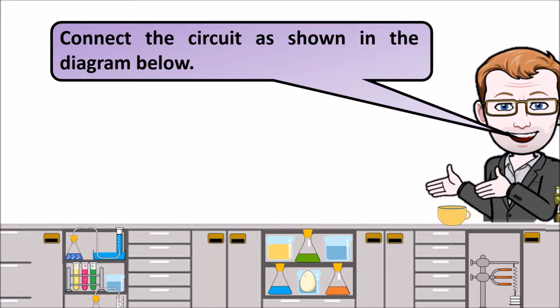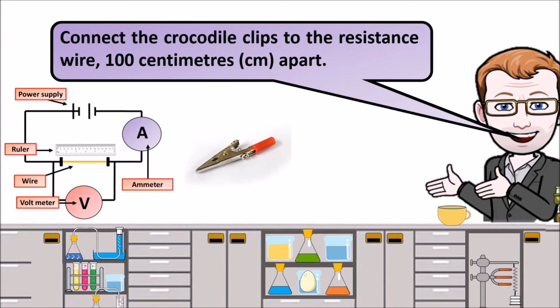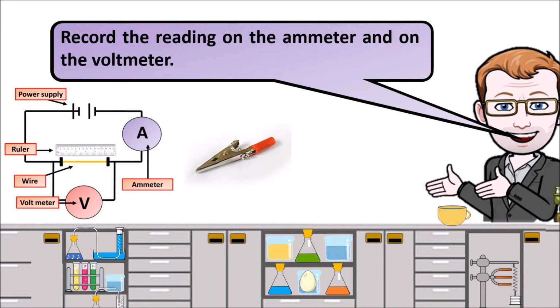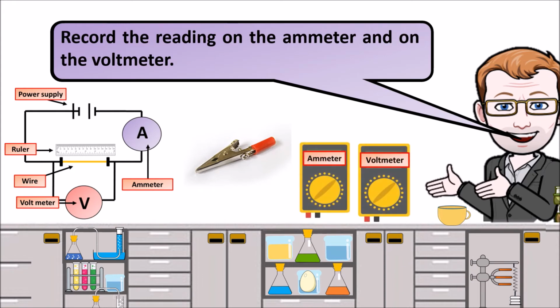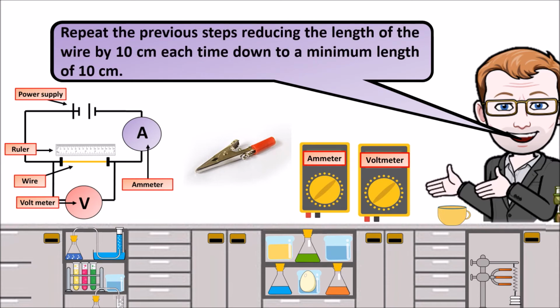So the first step would be to connect up a circuit as shown in the diagram below. Then connect crocodile clips to the resistance wire 100 centimetres apart. You would then record the reading on the ammeter and the voltmeter. Then move one of the crocodile clips closer until they are only 90 centimetres apart. Then record the new readings on the ammeter and voltmeter. And repeat the previous steps, reducing the length of the wire by 10 centimetres each time down to a minimum length of 10 centimetres.